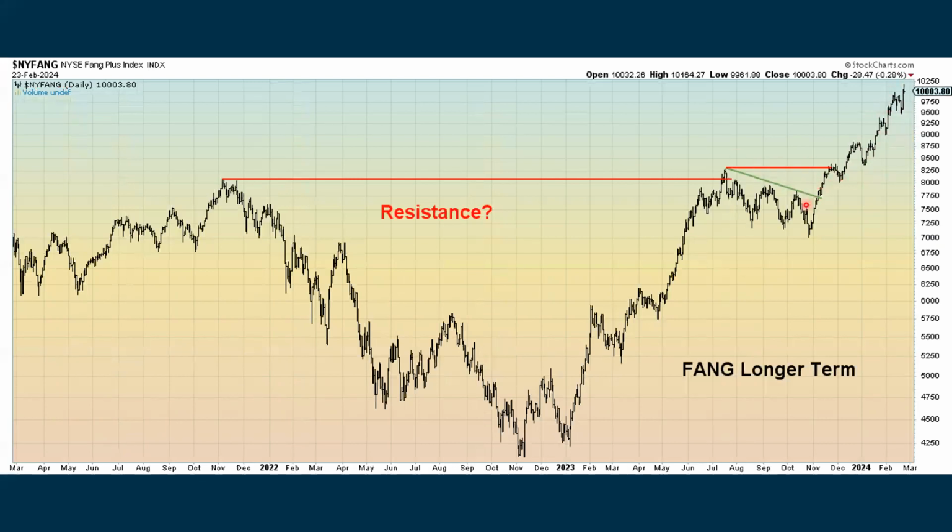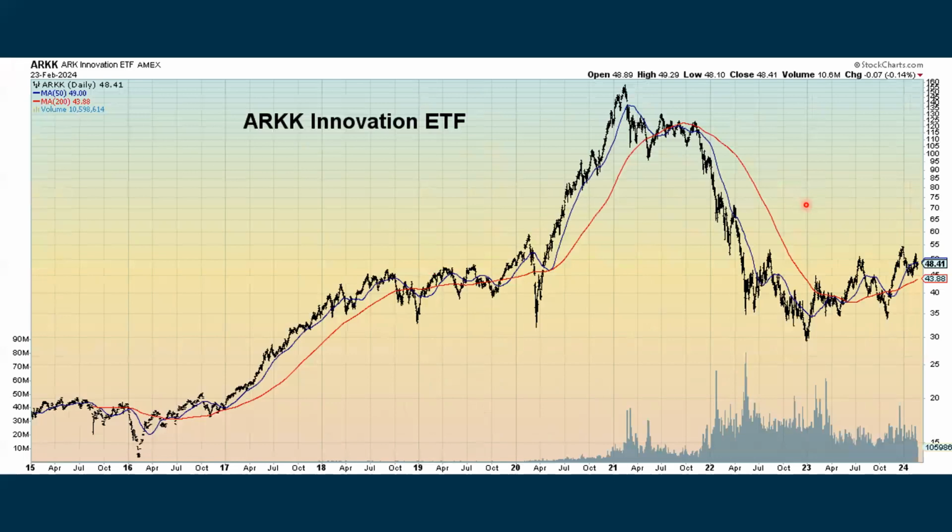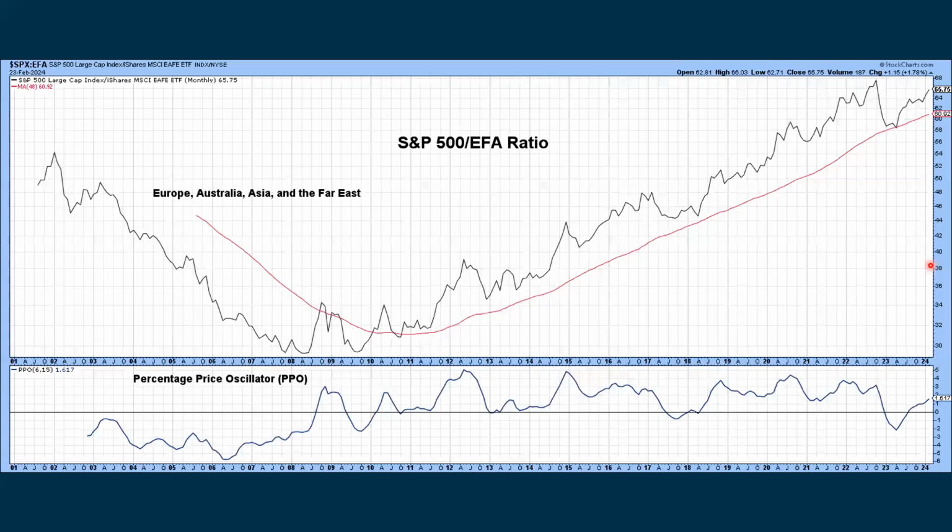There are some different areas of support that we might hit. ARC continues to be in an uptrend, and this is a monthly chart of the S&P, and we compare it with stocks in Europe, Australia, Asia, and the Far East. And this is monthly, so this is very long term. And what you see here is the ratio. When we're above this red line, that means that the S&P is outperforming, and we've been doing that for quite a while. We look at a momentum oscillator on the bottom, the PPO, and that's above zero and advancing.